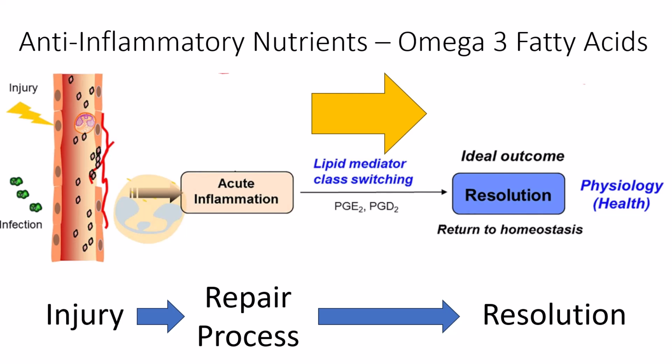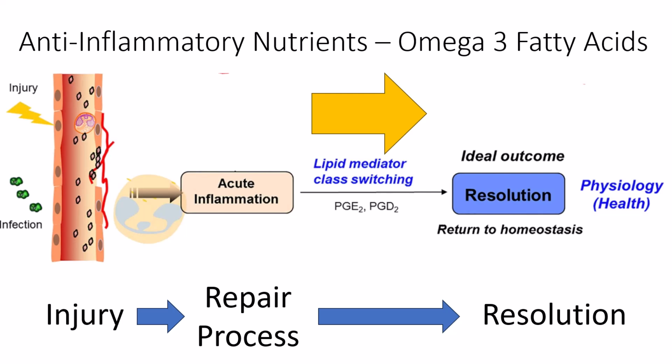There is a very important class of anti-inflammatory nutrients whose function is to resolve or end the inflammatory process after the tissue is repaired. As you no doubt know, this group of nutrients is the omega-3 fatty acids. Just as the gold arrow shows, omega-3 fatty acids help to push the repair process to full resolution so that the inflammation and any lingering pain is resolved.